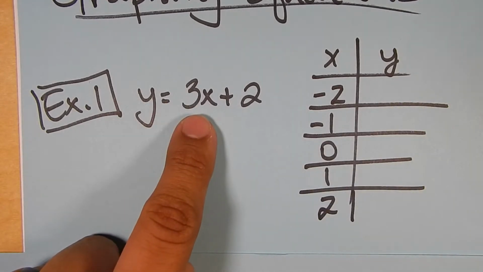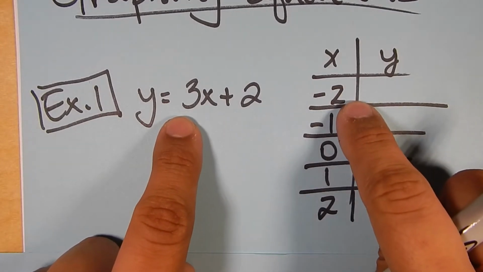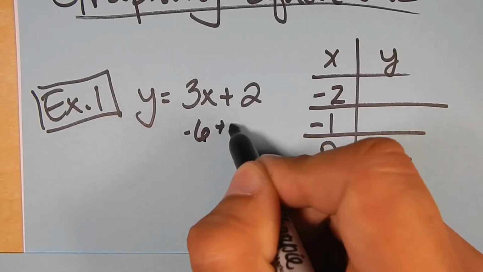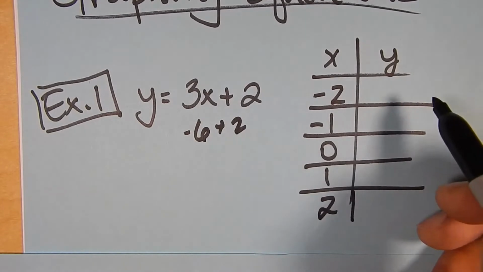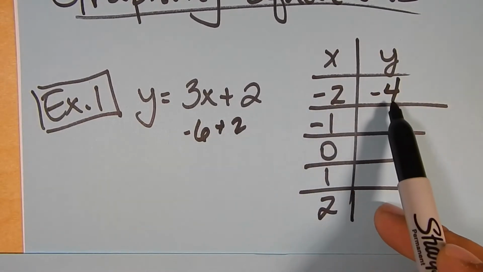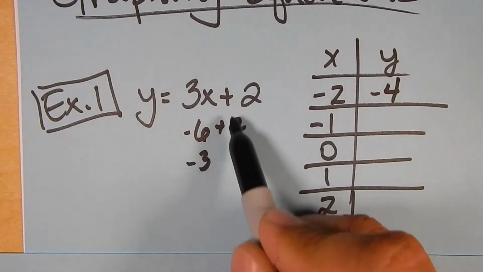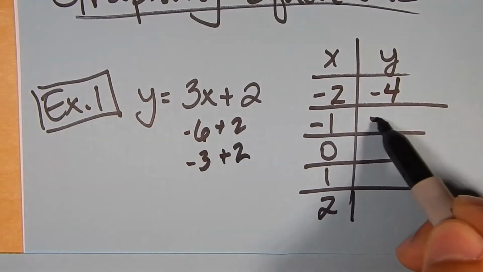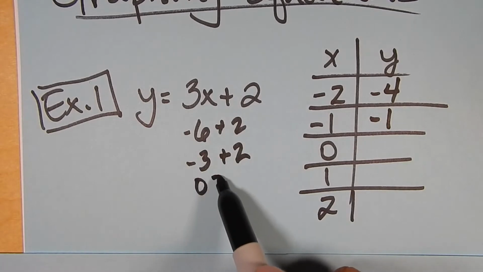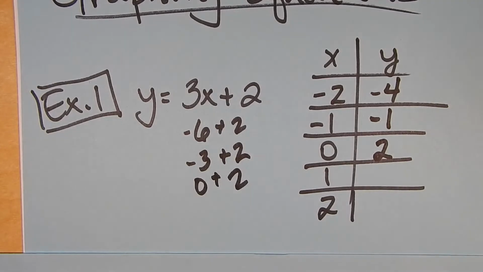So that's what this is for. The 3, this is an x value, so 3 times -2 is going to give us -6. Plus 2, that gives us -4. So if x is -2, then y is -4. If x is -1, that gives us -3, plus 2, that gives us -1. If x is 0, this whole thing is 0. Add 2, that gives us 2. 0 plus 2 is 2.